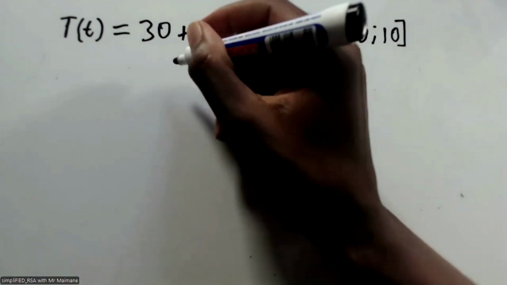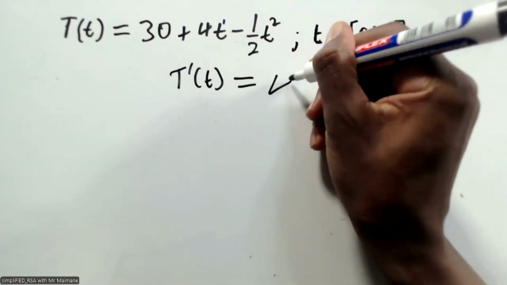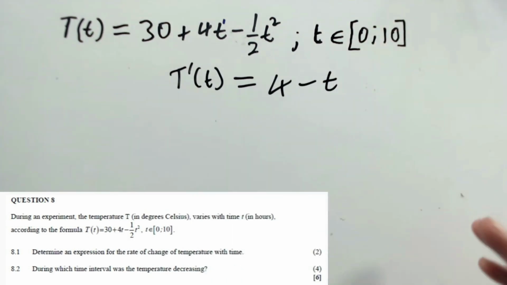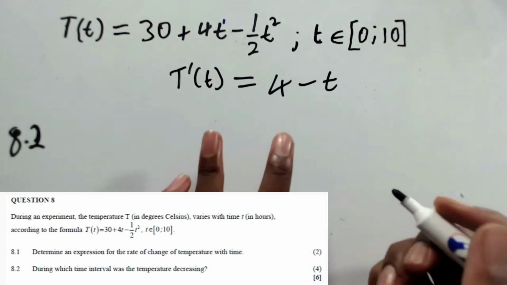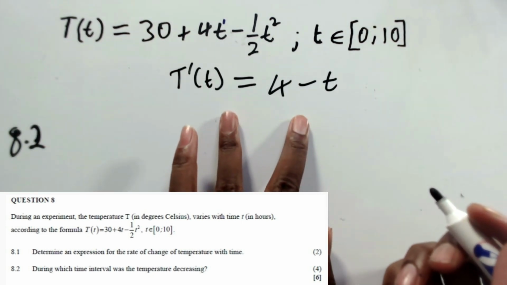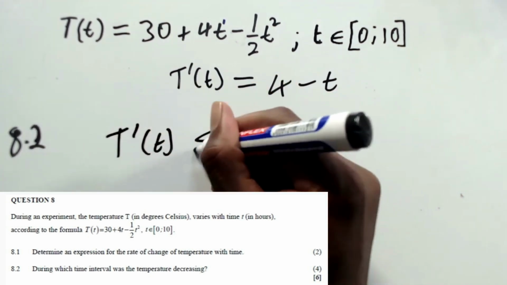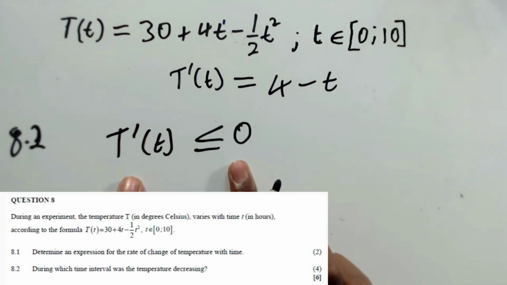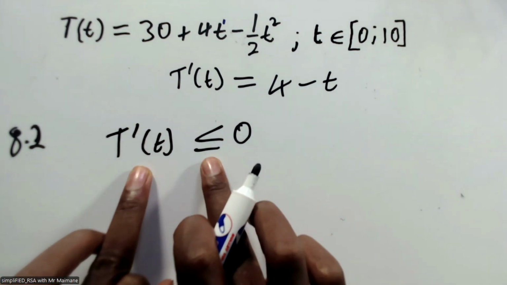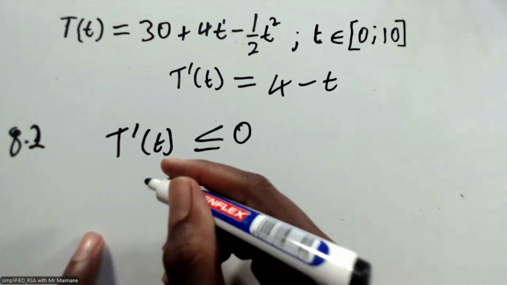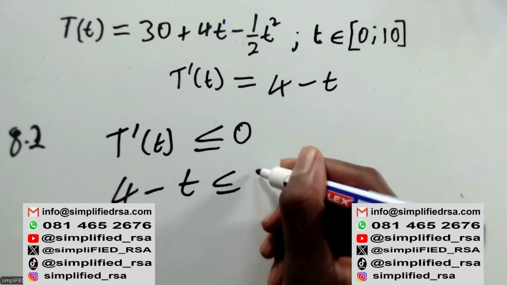However, we know that our rate of change is 4 minus t. Therefore, for 8.2, temperature decreases when the rate of change is less than or equal to 0. That's what we represent for decreasing temperature. And then now I have to solve for t when the rate of change is decreasing. And I know that my rate of change, 4 minus t, is less than 0.